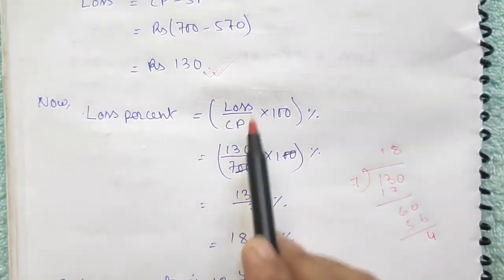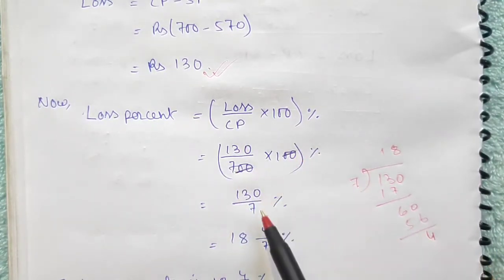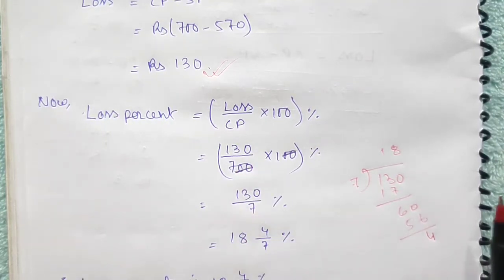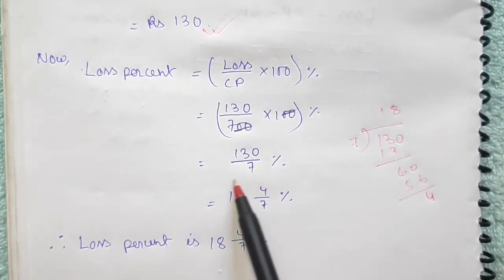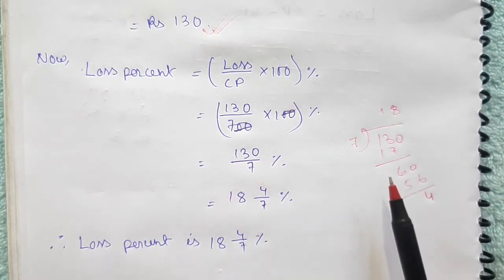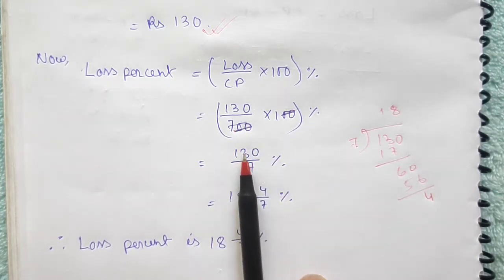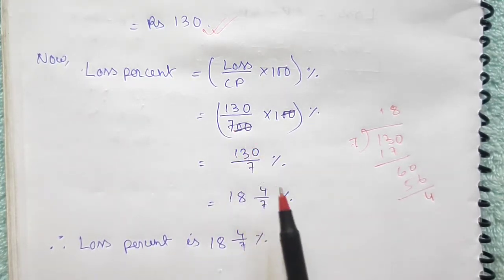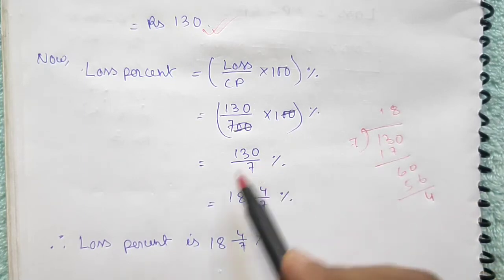So loss is 130 divided by 700 into 100. Then this 20 and this 20 got cancelled, left is 130 divided by 7. Dividing 130 by 7, we can easily convert it into a mixed fraction. I hope this is clear to you, and if you have any doubt in converting this into a mixed fraction, you can write after this. No problem, and you can also look at how to convert a fraction into a mixed fraction.